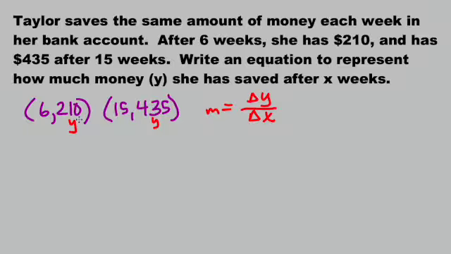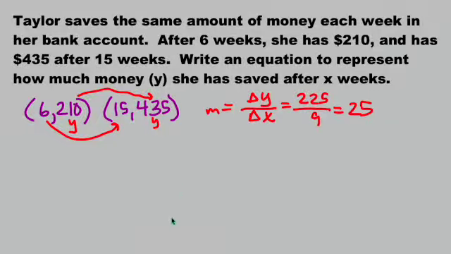So the change in y to go from 210 to 435 means we're going to go up $225. So that's our change in y. Our change in x to get from 6 to 15 would be 9. And it turns out if you take 225 divided by 9, you get 25 on the nose. So now we know our slope. So our slope is going to be 25. So y equals 25x plus b.